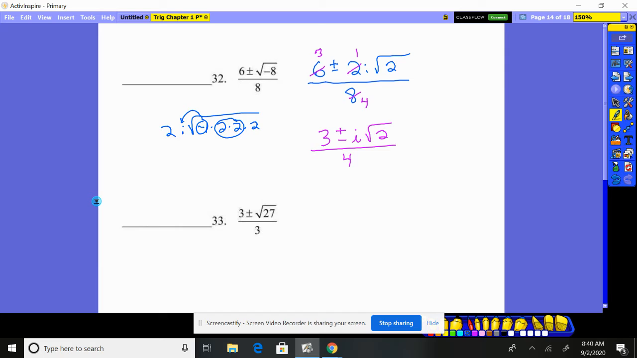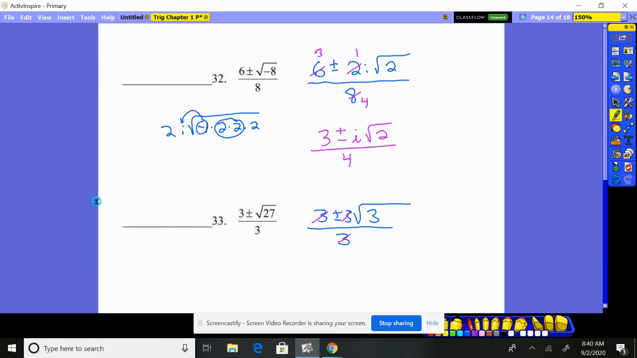33. We simplify this guy, 3 plus or minus. We break down 27. 27, I know, is a 3 times 3 times 3. So a single 3 comes out. 1 3 is left behind. All over 3. Bunch of 3s here, no big deal.